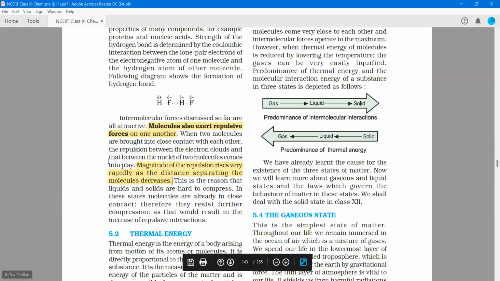So in this lecture, we will be talking till here only, and from thermal energy we will be talking about in the next lectures.